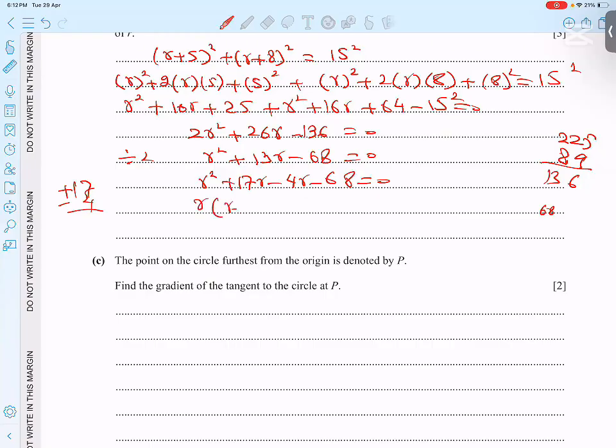I hope so the point is clear. R is common, R plus 17, negative 4 common, R plus 17. So I got R plus 17 and R minus 4 is equals to 0. I got two answers. Negative 17 is not possible. So 4 is the answer. Go for last.